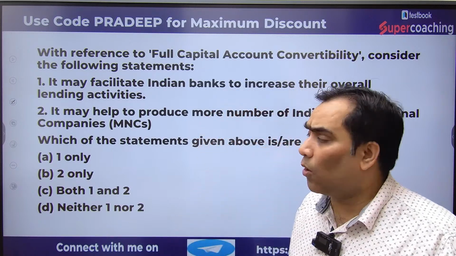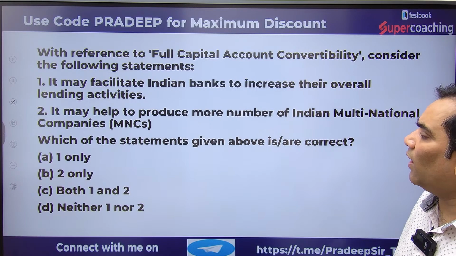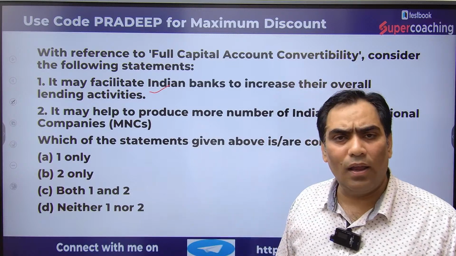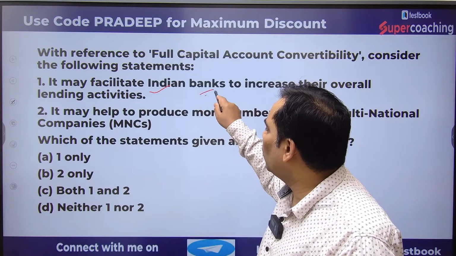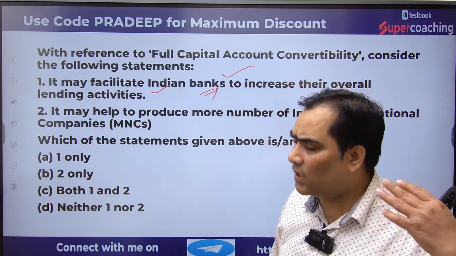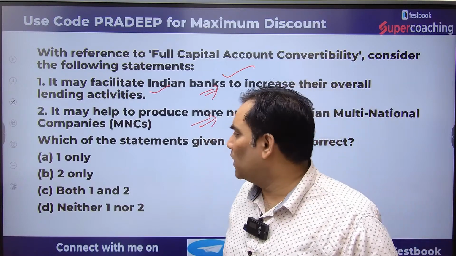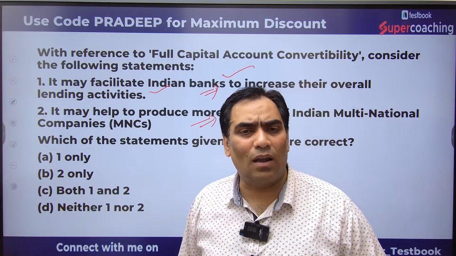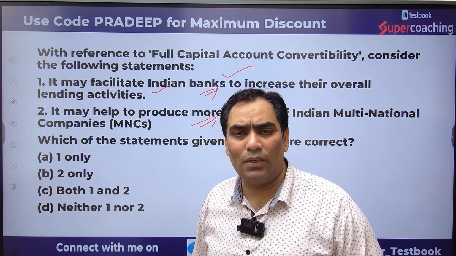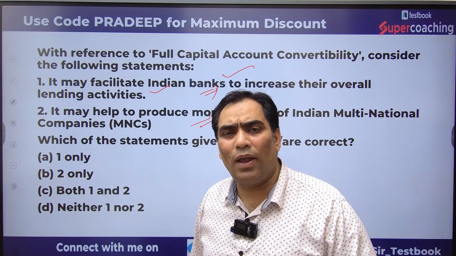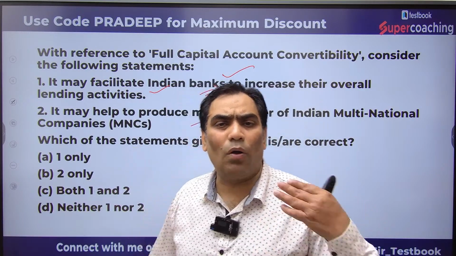So what are going to be the consequences? The very first is, it may facilitate Indian banks to increase their overall lending activity. Definitely, because they can lend outside as well, so their lending activity is going to increase. The second is also going to be right, because it will increase the number of multinational companies. Whenever they want to withdraw their investment, they will be in a position to withdraw, and whenever they want to invest, they will be in a position to invest.